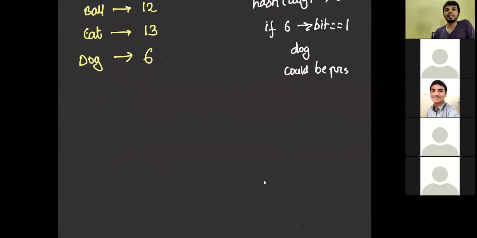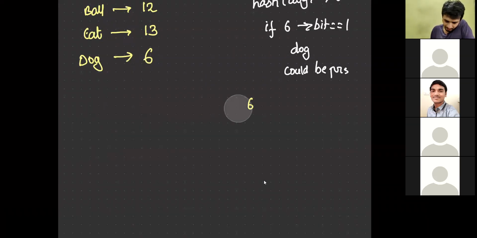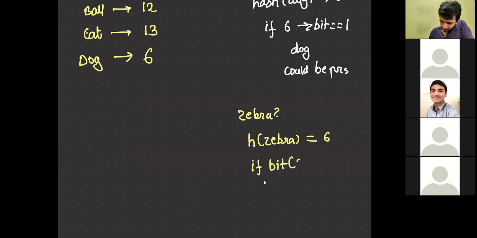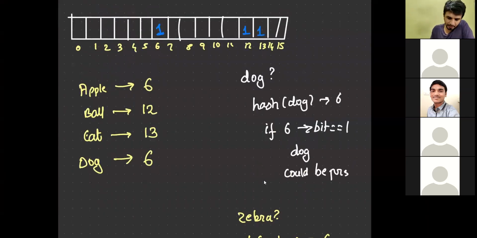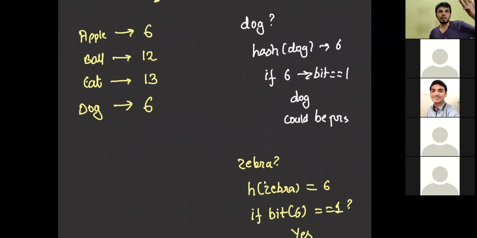Why? Because let's say there is another word that came in called zebra, and when I apply the hash function on zebra, I also get a 6. Zebra is not yet added, right? But I'm looking out for a word like zebra. So does zebra exist? I applied a hash function on zebra and I got 6. Now, once I got 6, I would check if the bit at position 6 is equal to 1. Is it? Yes, it is. Now, what does this mean? That zebra could be present, but is zebra present? Because right now I just have 4 keys: apple, ball, cat, and dog. Zebra is not there, right?